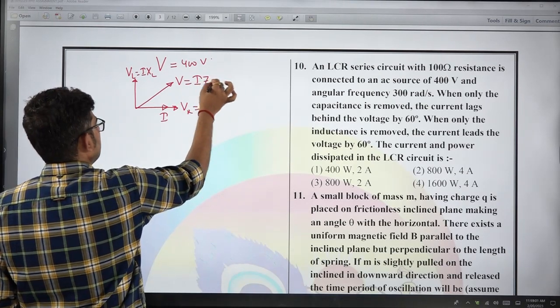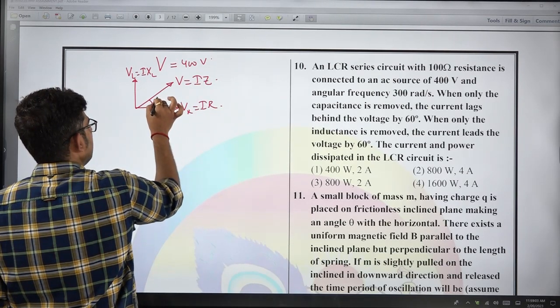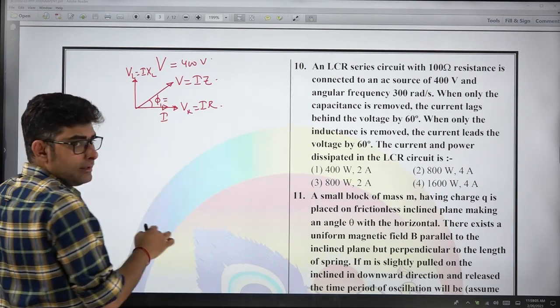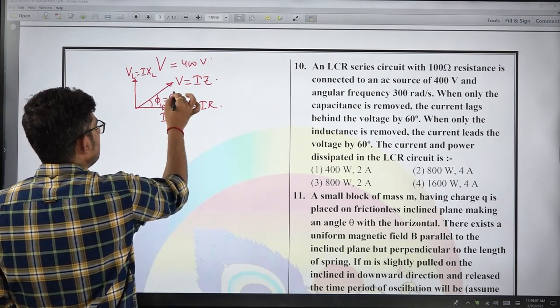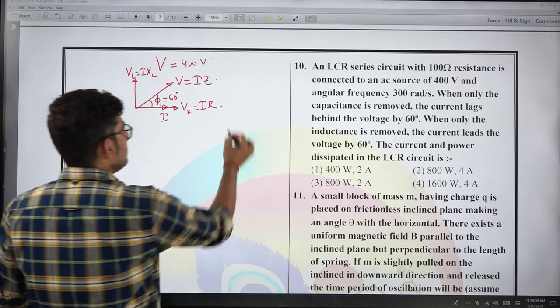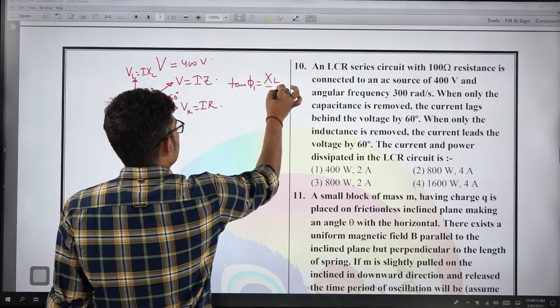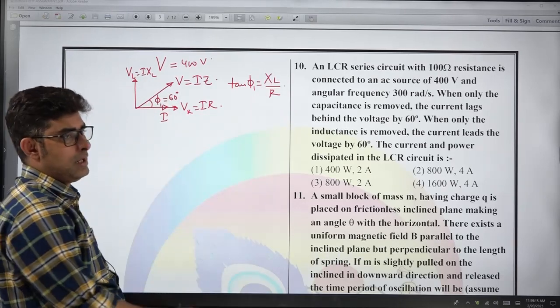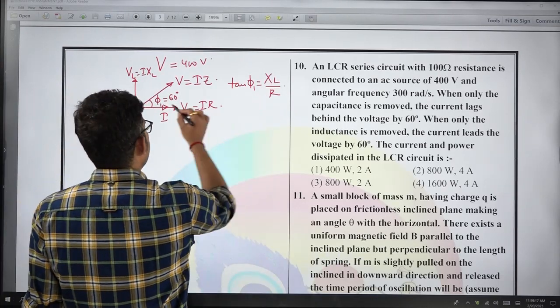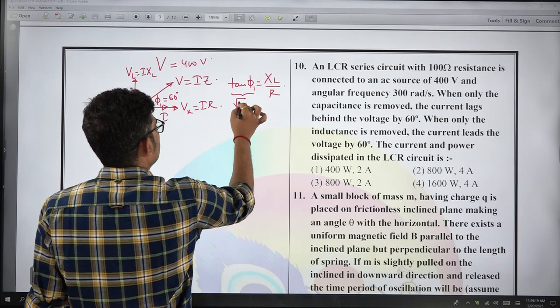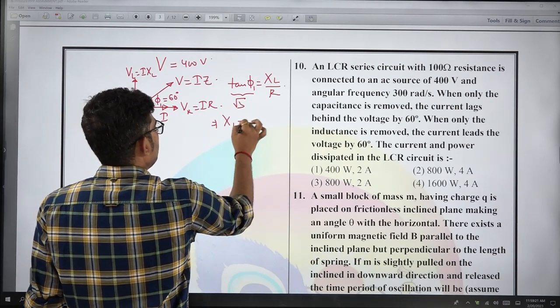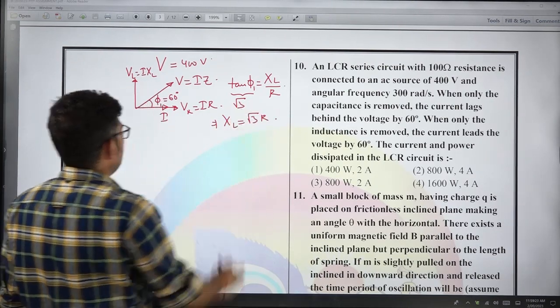So here they have said this phi, let's call it phi 1. So phi 1 is given as how much? 60 degrees. Now you should simply remember tan phi is XL by R. So phi 1 is 60, this value becomes root 3. So XL will be equal to root 3 R.